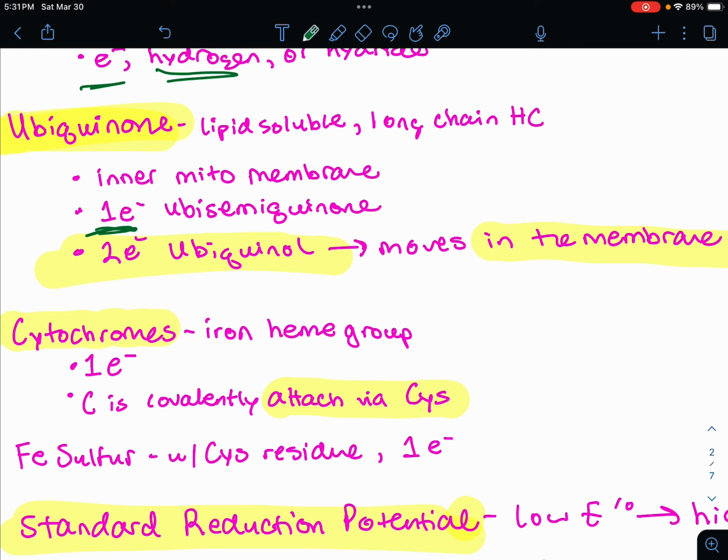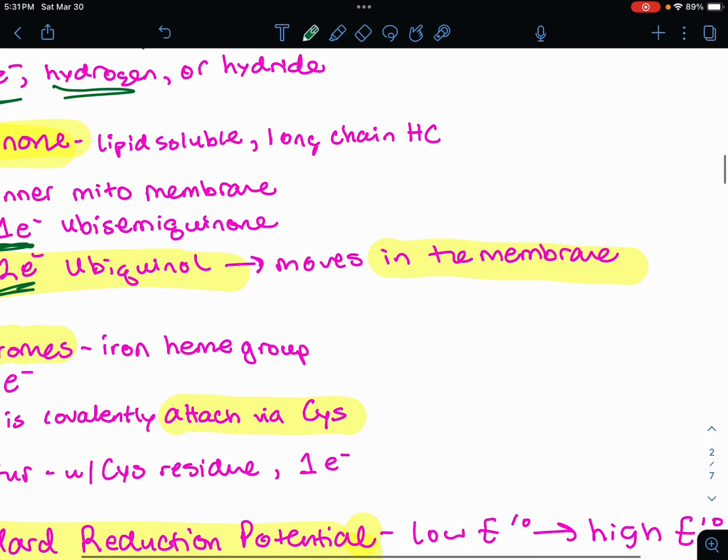But if it's carrying 2 electrons, this is known as ubiquinol, as in ubiquinone, but instead of O-N-E at the end, it's just O-L, so ubiquinol. This moves in the inner mitochondrial membrane. It's actually mobile.